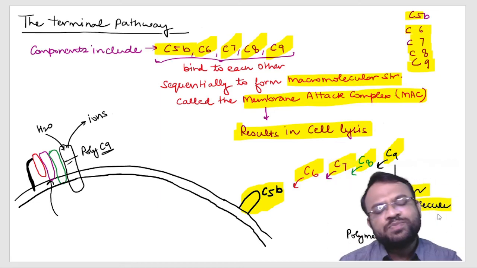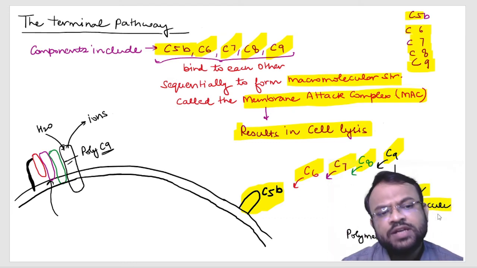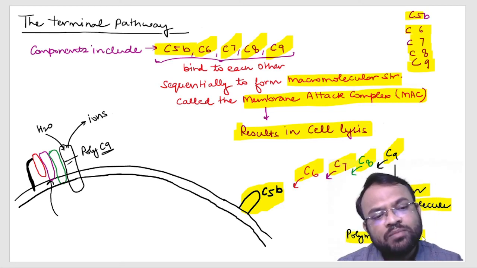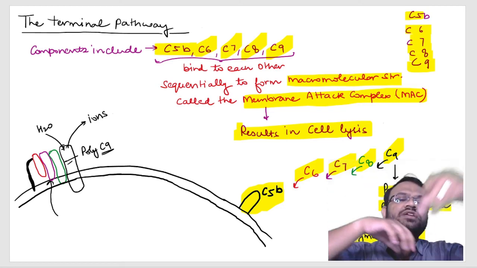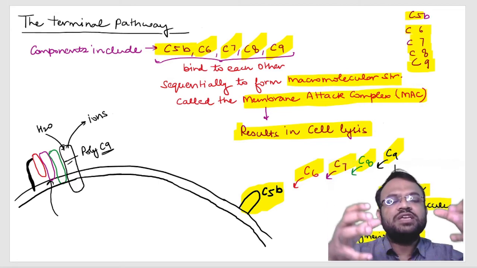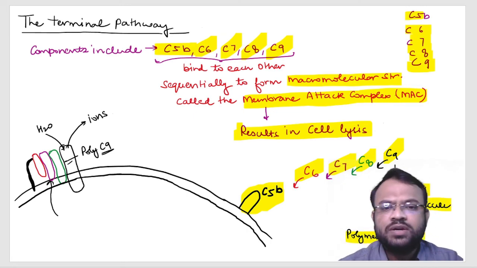So if it creates pores, what will happen? Leakage will start and the lysis will happen. C9 does not exist as a monomer. It will bring more and more C9 together at that place, and this would result in polymerization. C9 will cause polymerization. This is about this.